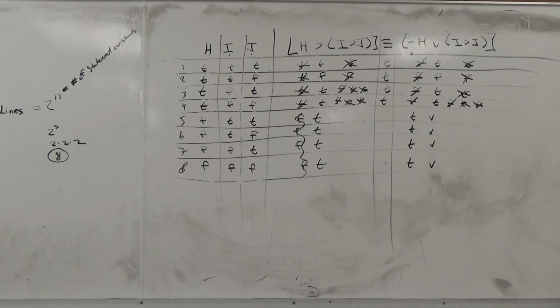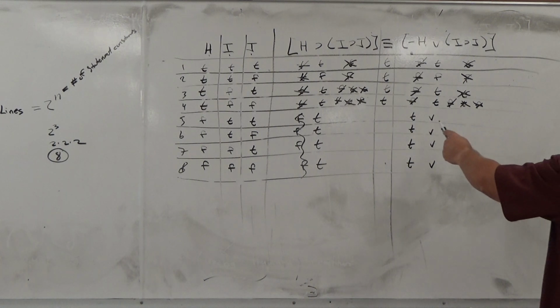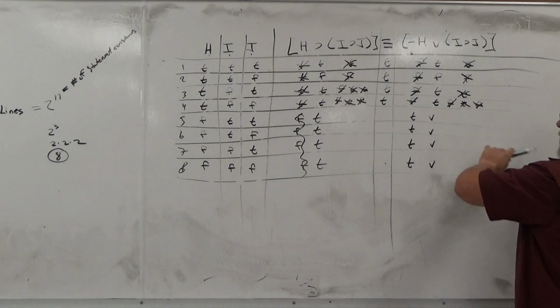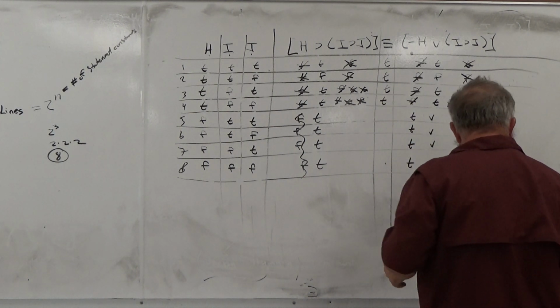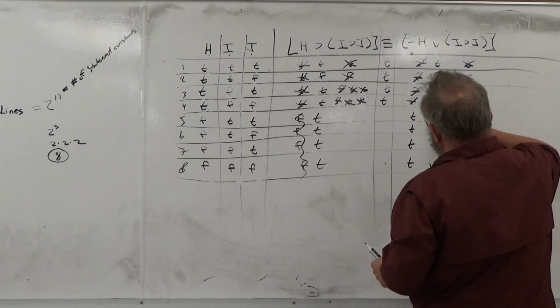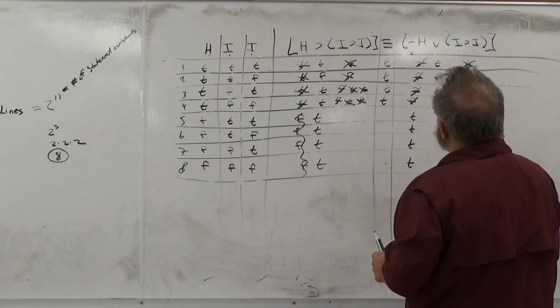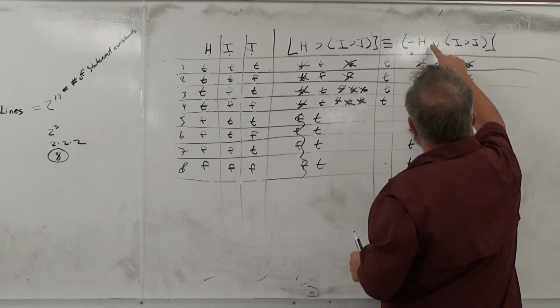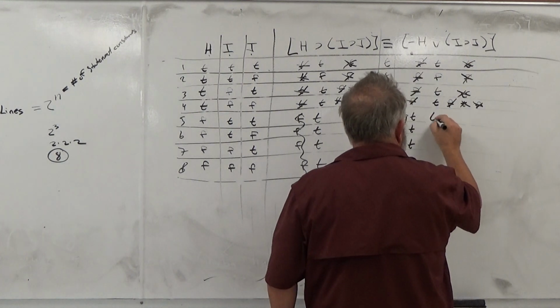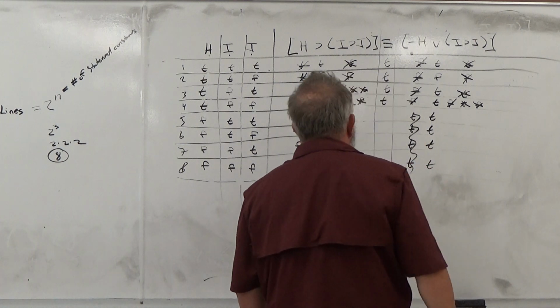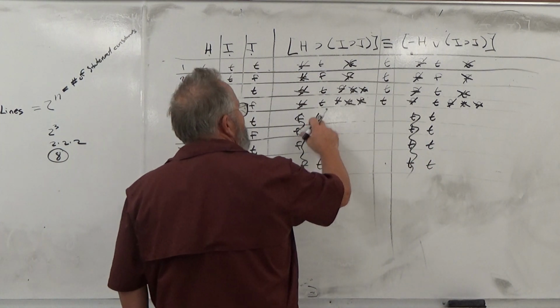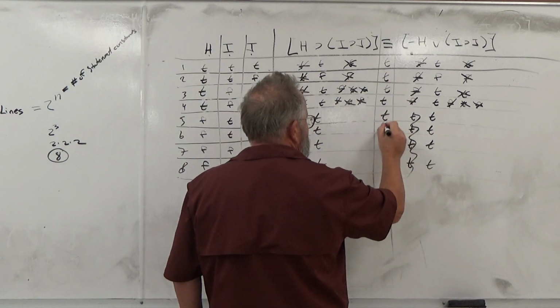Does everybody get that? And so I know the first part is true. True or anything is going to be what? True. So I don't have to do all those calculations because we're smarter than that. Since we know that this disjunct is true, the whole disjunction must be true. And now look, true if and only if true is true.